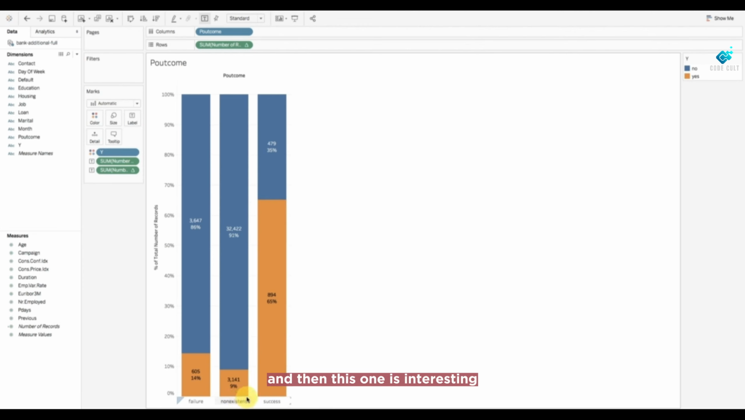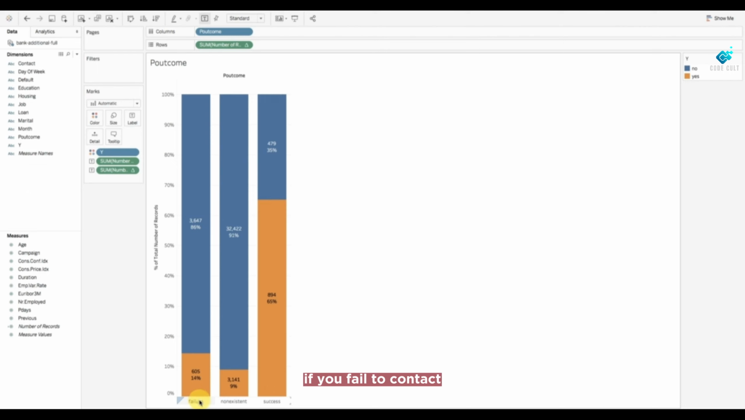And then this one is interesting. If we didn't contact them before, if we didn't even approach them at all, then the percentage is 9%. But if we contacted them and we failed and they didn't take up the offer, the percentage is 14%. And the numbers are quite high, 600 and 3,000. So there can be something going on here.